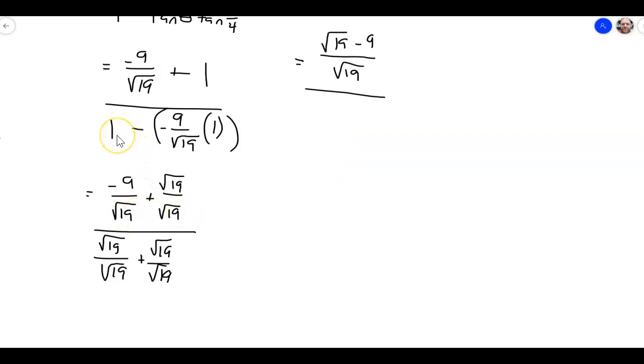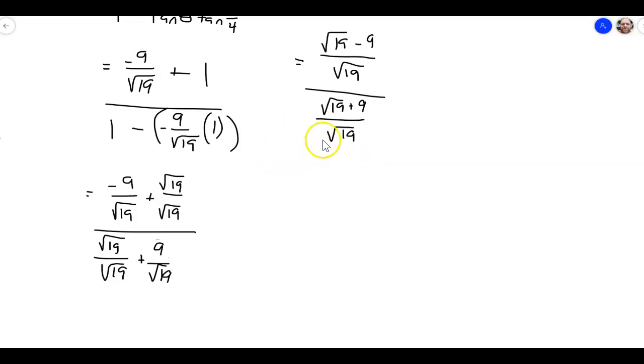Oh, wait, I'm sorry, I messed up there, didn't I? On the bottom here, this root 19 and 9 over there. I was not paying attention, was I? Plus, and that should be root 19 plus 9, all over root 19.